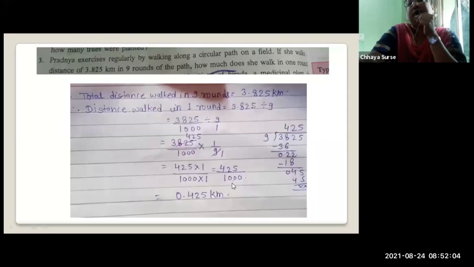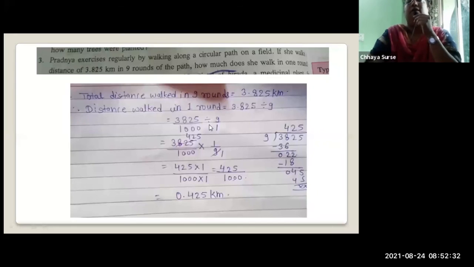On the left hand side, because we want 3 decimal places. How many decimal places do we want here? 3. So there are already 3 digit numbers here. That's why before the decimal point, we will take the 0. Understood? So what is the distance of one round?